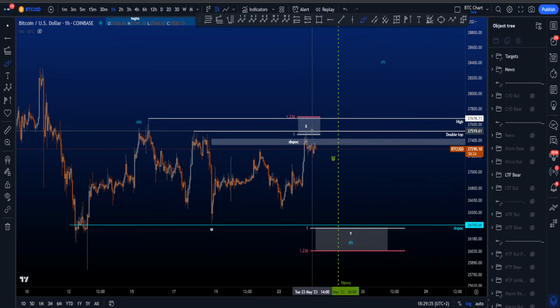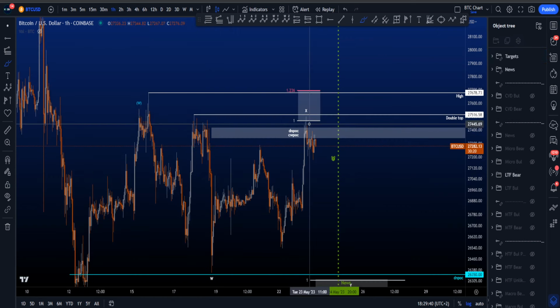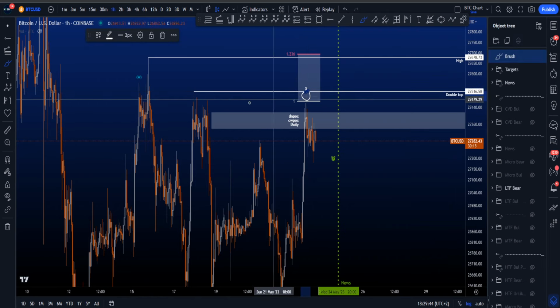Now in this scenario, we did get very, very close to taking this high over here, which now creates basically a double top at 27.5K. However, this wick did take 2 highs, so the 2 lower highs over here have been taken by this wick.